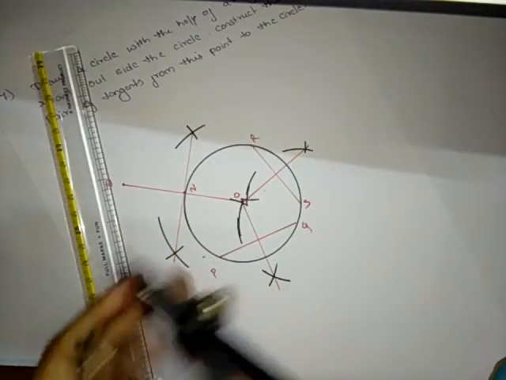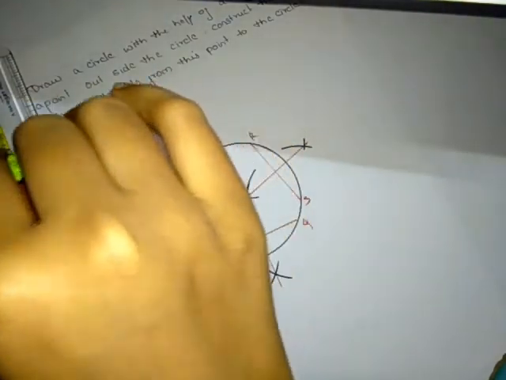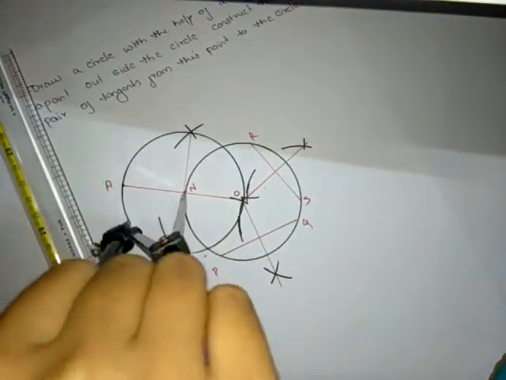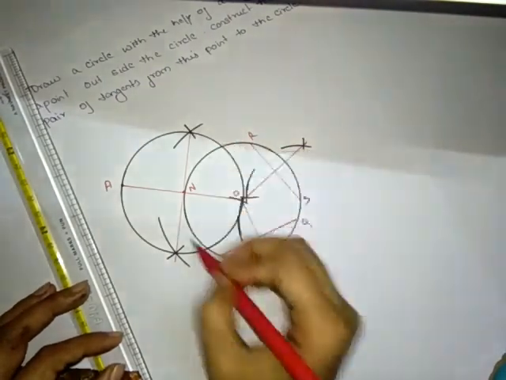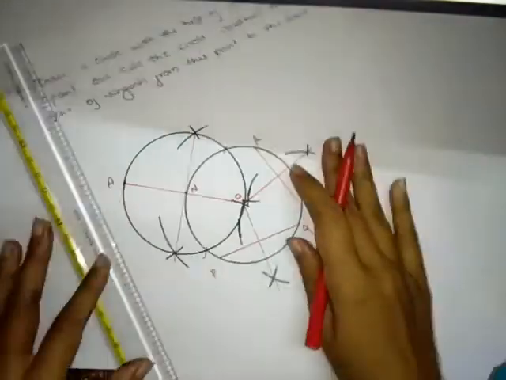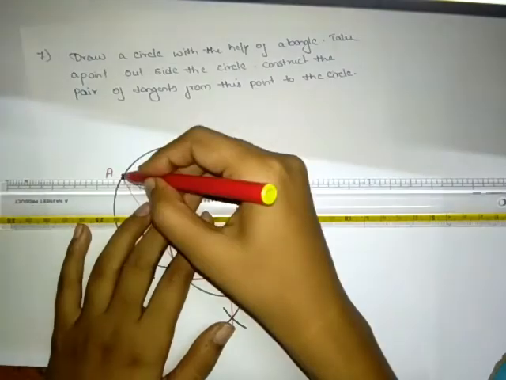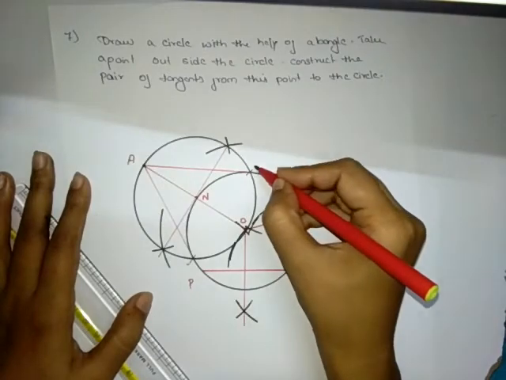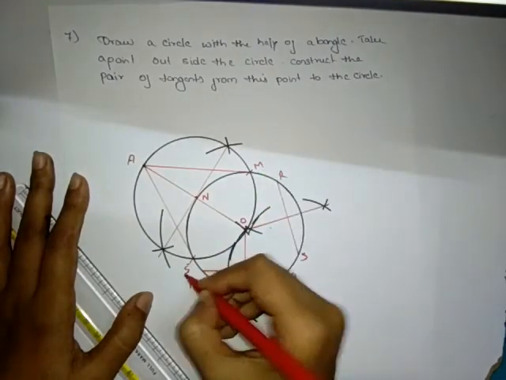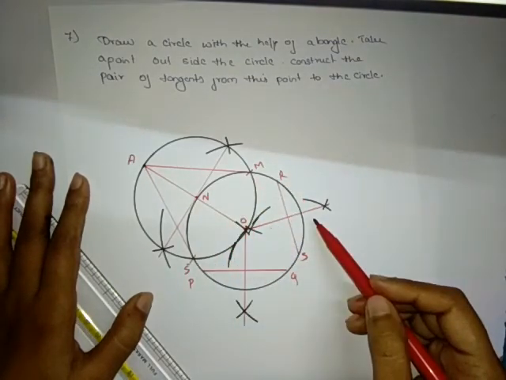Now we'll draw an arc or a circle. You can draw a circle or you can draw an arc. I will draw a circle here. Now you can see that this new circle is touching the original circle at these points. So we'll join point A and these points. Then we'll name them as M and S. Okay, thus we got the tangents to the circle.